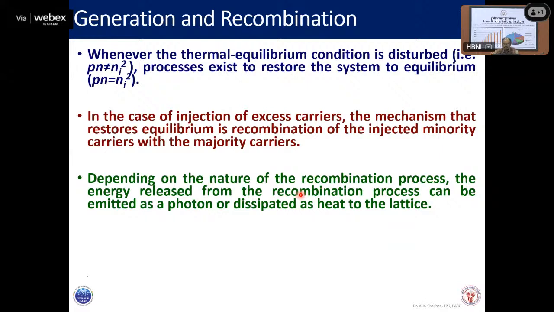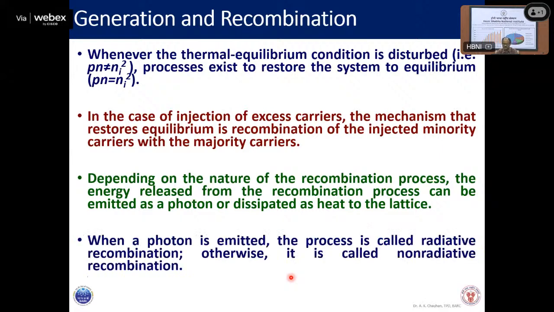Depending on the nature of the recombination process, the energy released can be emitted as a photon or dissipated as heat in the lattice. So it can be a photon, or it can emit a phonon, and the phonon provides heat to the lattice. When a photon is emitted, the process is called radiative recombination. Otherwise, if a photon is not emitted, it is called non-radiative recombination. So there are two kinds of recombination: radiative and non-radiative.